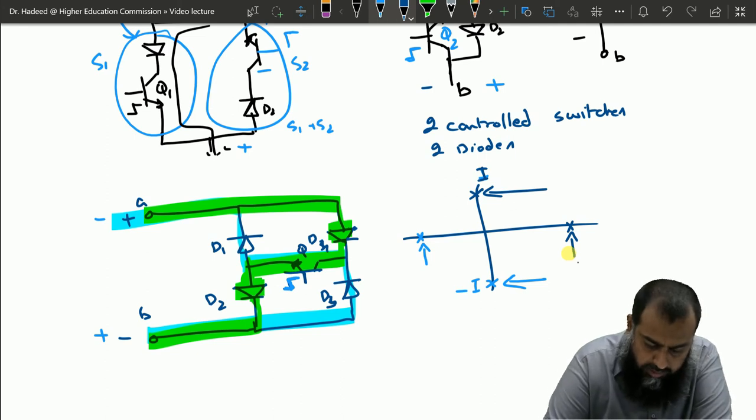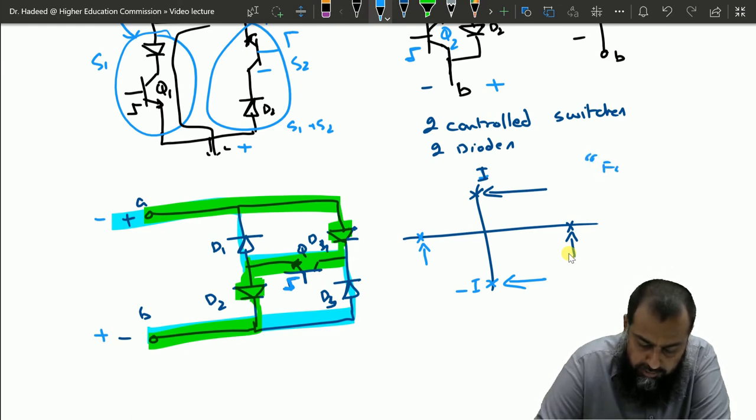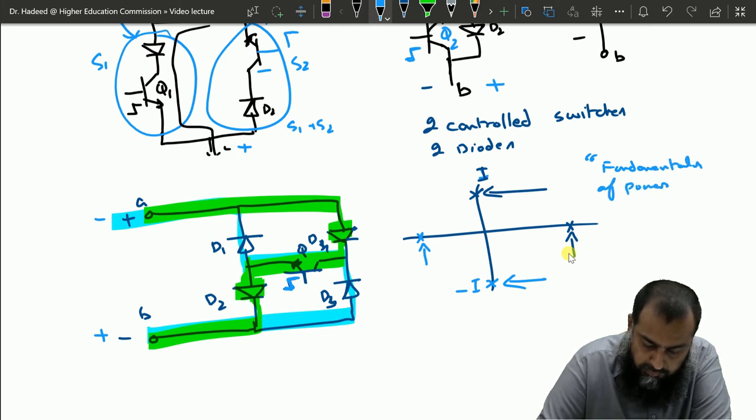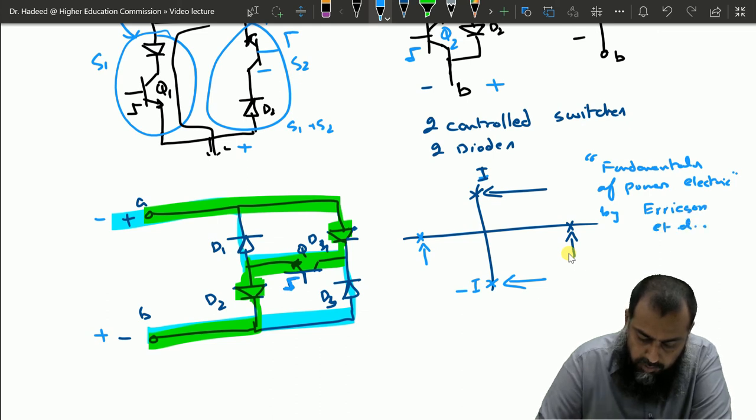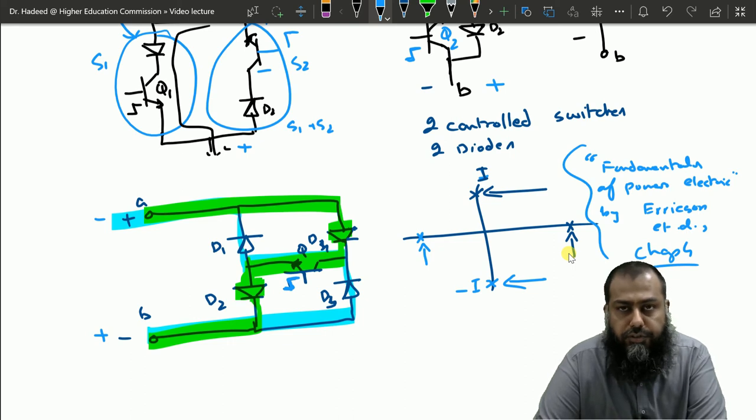Now if you see here, there are certain other possibilities for developing a composite switch as well. Some of them are given in a very famous textbook, which is known as Fundamentals of Power Electronics by Erickson et al. You can go through chapter number 4 to have more idea about the nature of the composite switches and how we realize them using different devices with independent single quadrant and two quadrant capabilities.